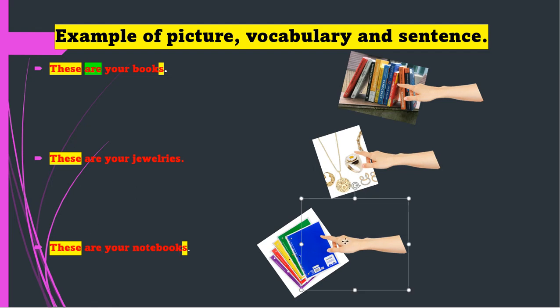Okay, so notebooks here, if you see, we have a lot of notebooks, one, two, three, four, five notebooks, and we use this because it's near, and are because we're talking about five notebooks. So the subject here is plural, and books with S. Why do we have S? Because this is a plural noun, notebooks. Okay, next.